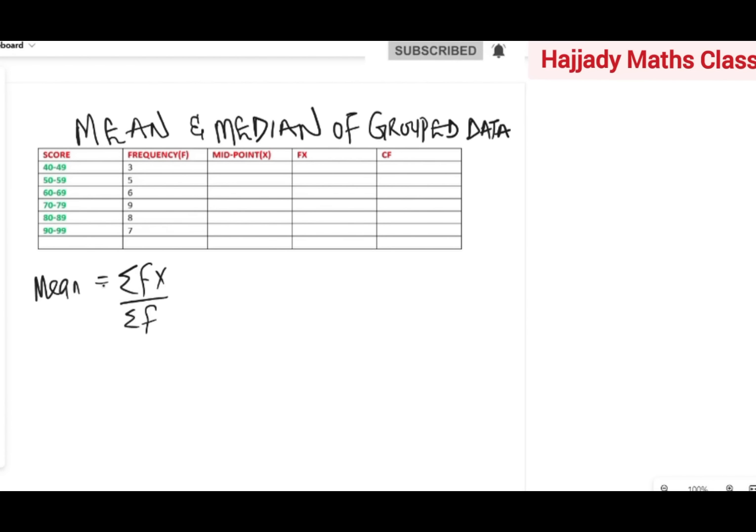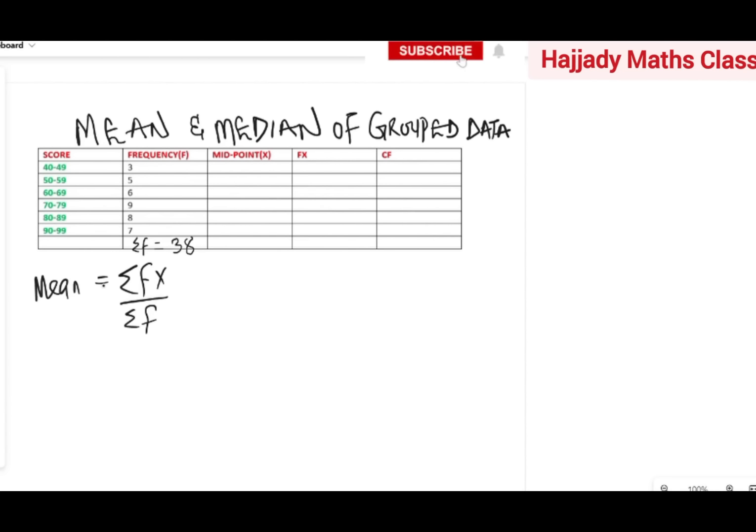Now the first thing we are going to do is to calculate the summation of our frequency. From here we know that the summation of our frequency is the addition of everything: 3 plus 5 plus 6 plus 7 plus 9 plus 8 and 7. This is going to give us 38. That is the summation of our frequency.